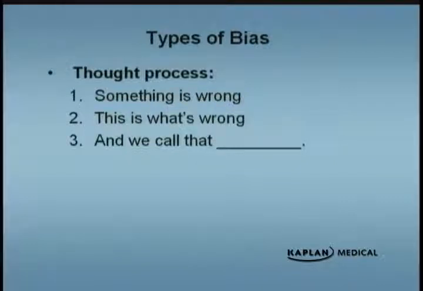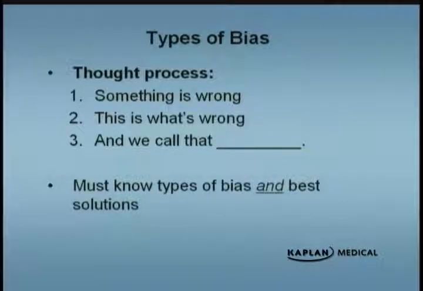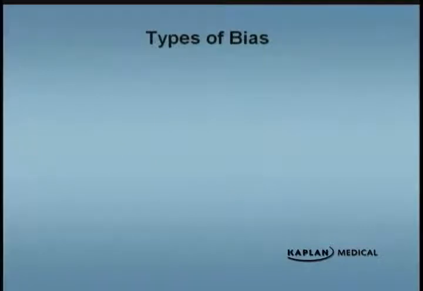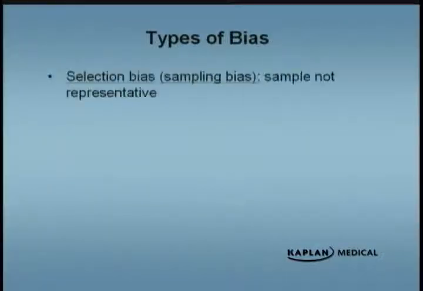I'll try to illustrate that as we go through our examples. I remind you again at this point that it's important that you know the bias types, but also the best solutions. It's not enough to simply know something's wrong. You have to know how to fix it. We have a list of types of bias here. Let me walk down through the list, trying to talk about the different ways these might appear and getting you to practice that thought process I just laid out.